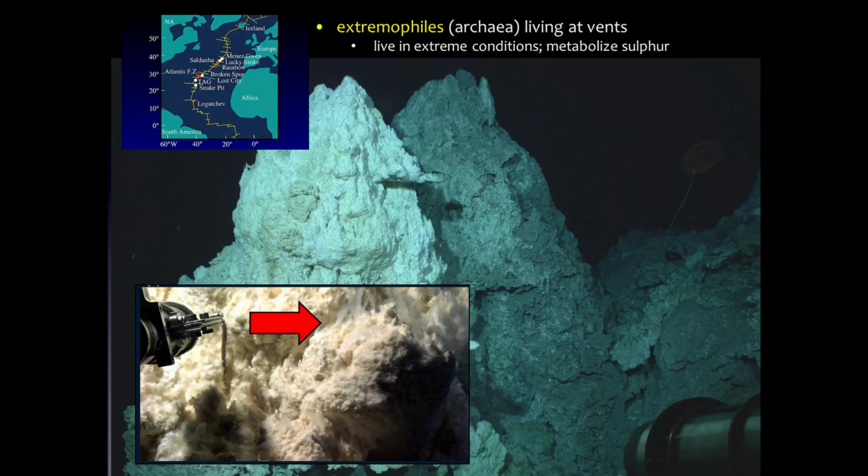These organisms are known as extremophiles. Extremophiles are organisms that live at vents. They live in extreme conditions. In this case here, they're able to metabolize sulfur. And what you see here in the lower inset image is that red arrow, and that arrow is pointing towards small bits of bacteria that are living in these conditions. So it seems like this is a place that early life could have thrived, lived, and done quite well for itself.